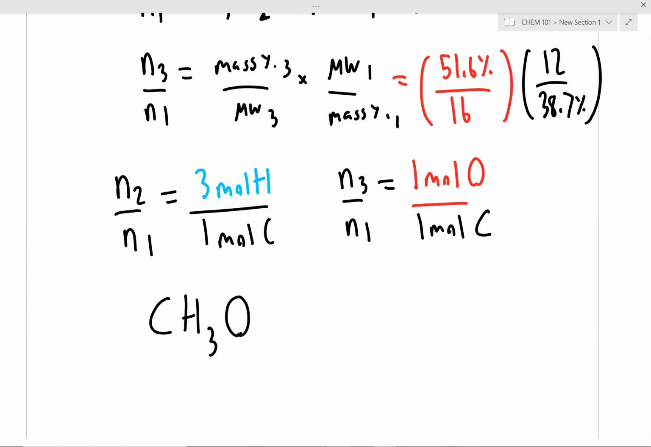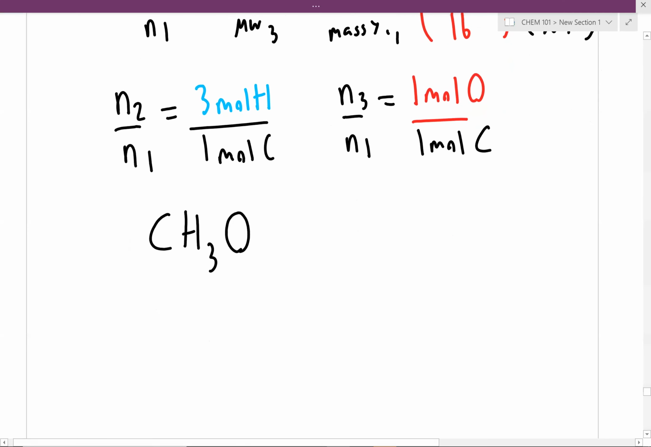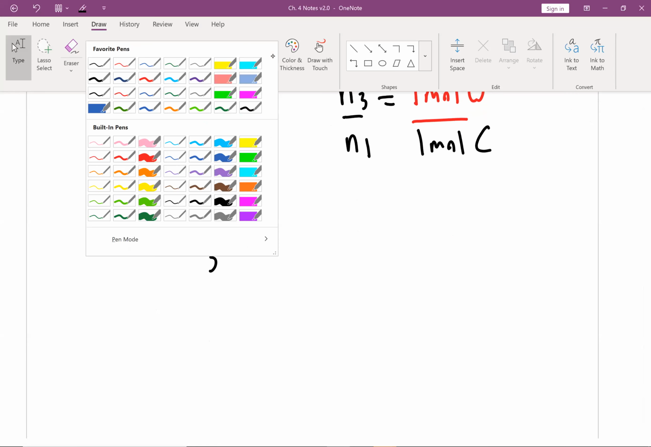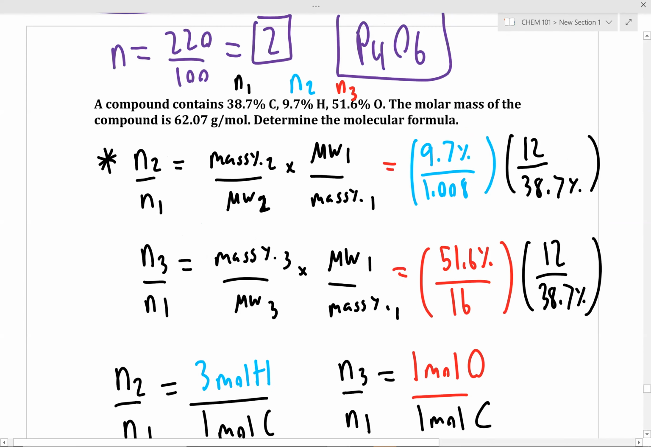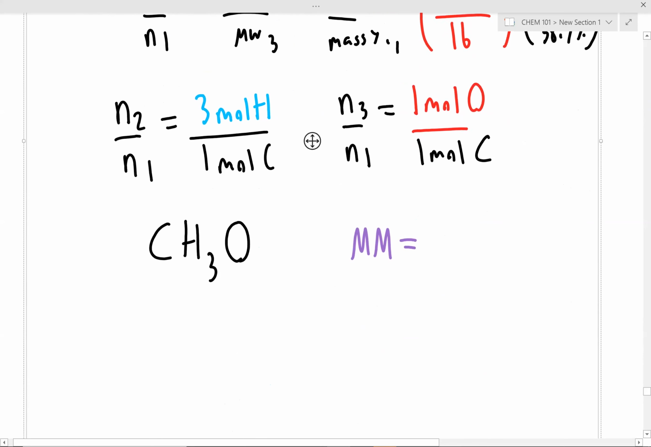Now we're ready to begin the next phase of this problem. What is the molecular mass? What is the mass of our molecule? What mass are we given for our molecule? 62. Okay. 62.07 grams per mole. Okay, perfect. So we know our molecular mass.